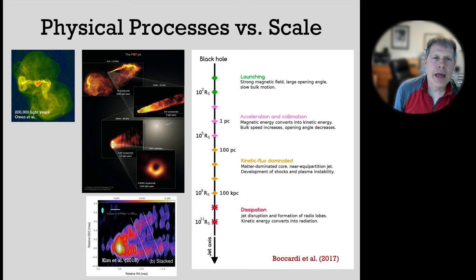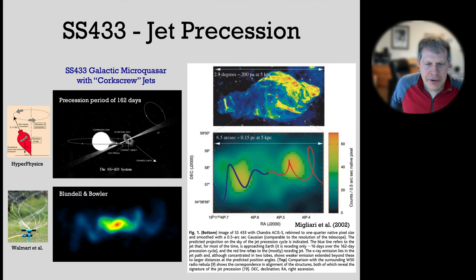Okay, now I want to say just a few words about precession. We know that some jets precess. The most unquestionable example is a famous galactic stellar mass black hole system, SS 433. This is a binary system in our galaxy containing a compact object, likely a black hole, that is known to precess. And here at the bottom, you can see radio imaging showing this beautiful corkscrew morphology of the jets. You see how the jets are not straight and linear, but look like a corkscrew on the sky. So what's going on there?